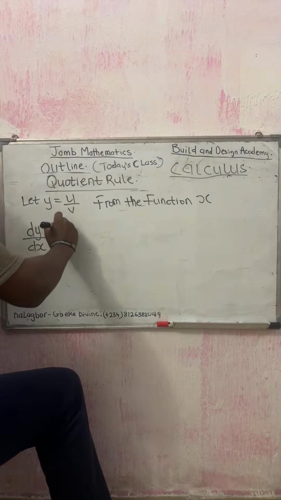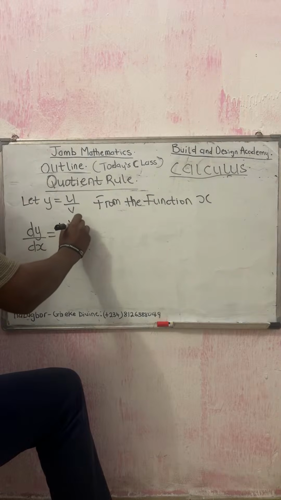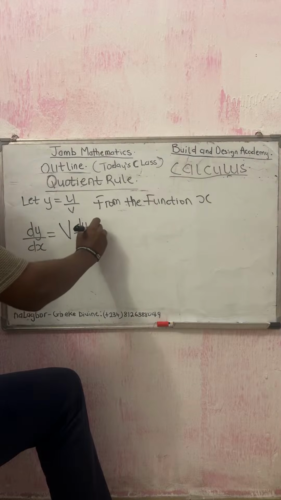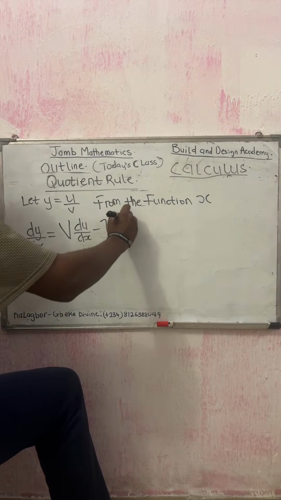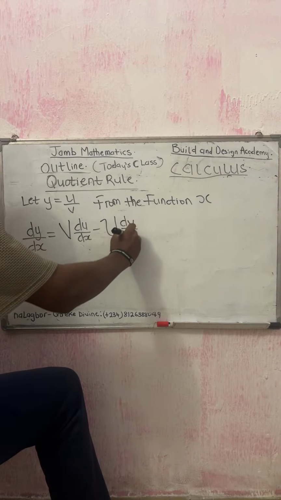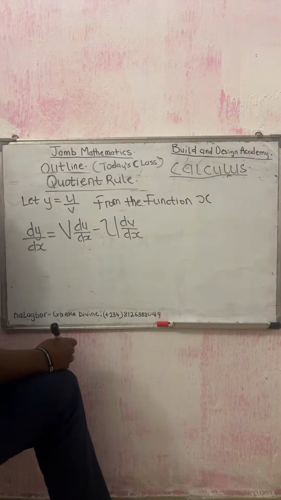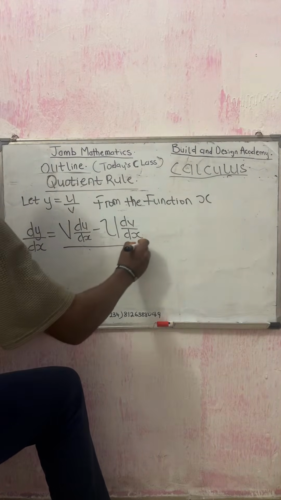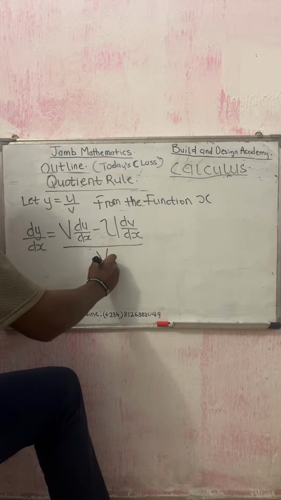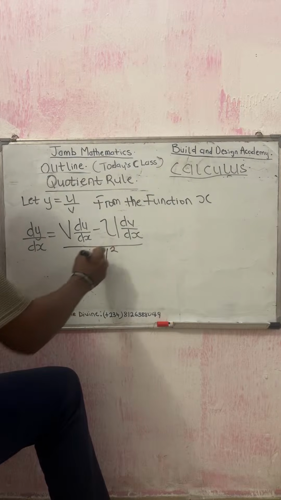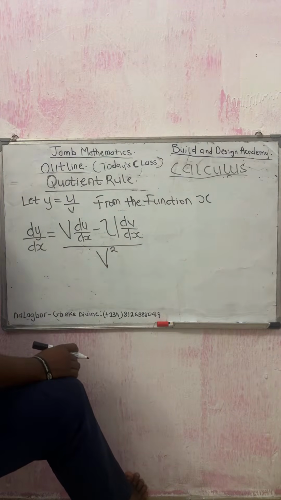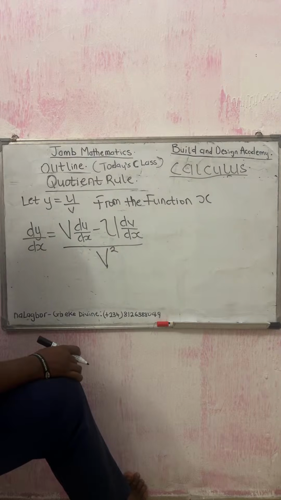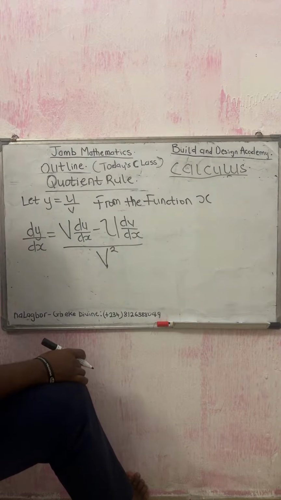We'll start with v du over dx minus u dv over dx. Are you seeing it? All over v squared. So please write this formula somewhere, because we'll be taking an example now.